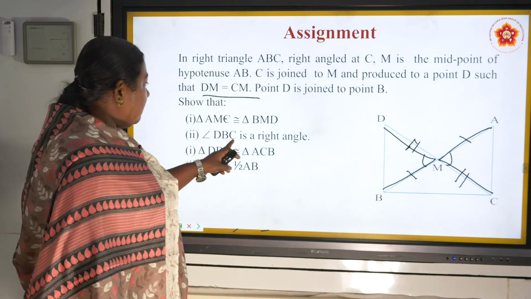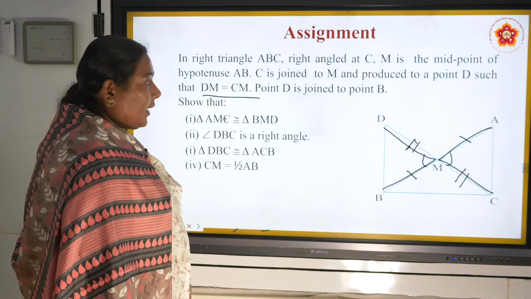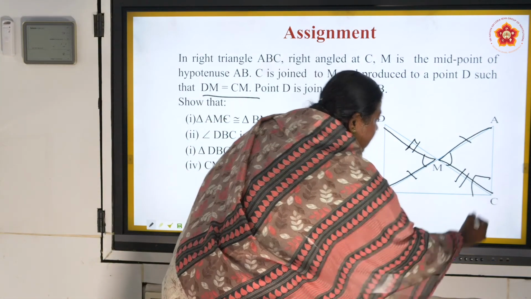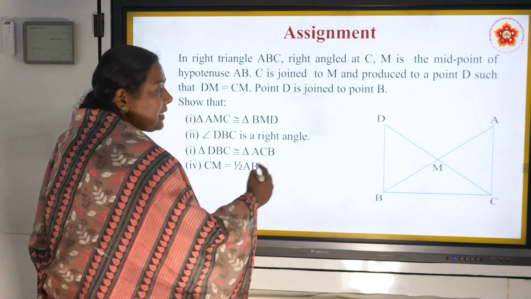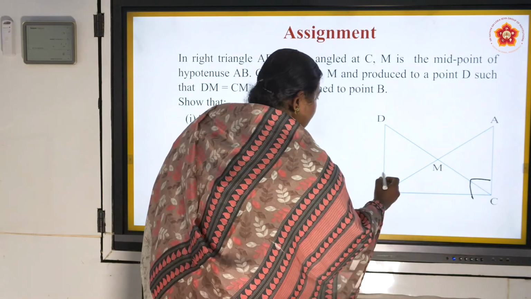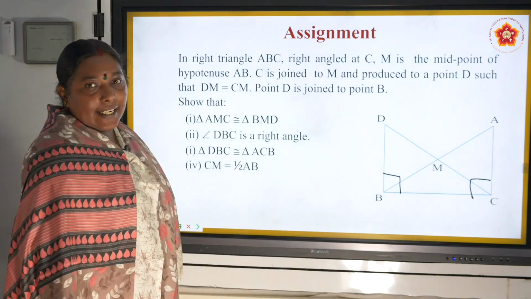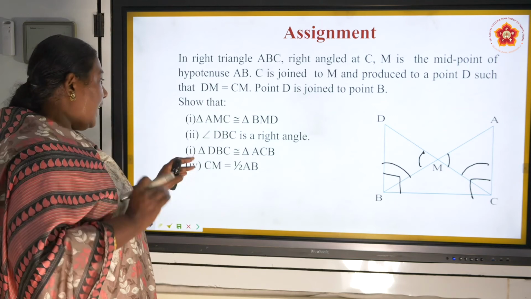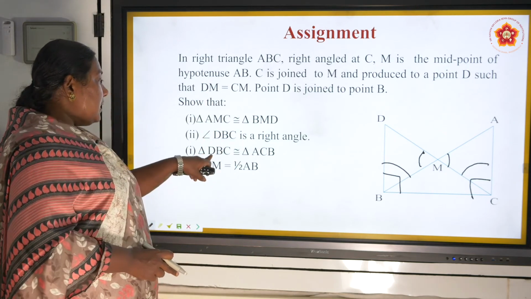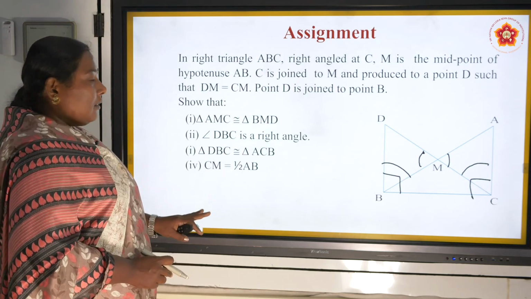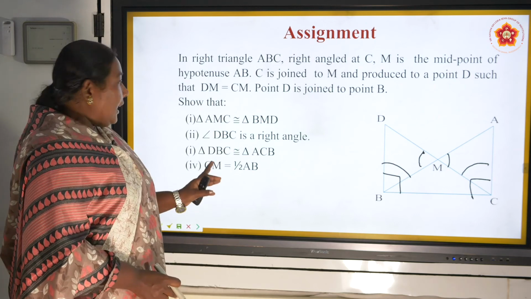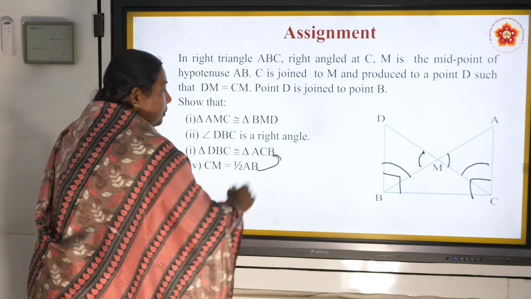Next, DBC is a right angled triangle. How can you tell that it is a right angled triangle? They have given angle C is a right angle. And now I have to prove DBC is also a right angled triangle. We just think it and do it. Because of that property, you can finish that triangle DBC is congruent to ACB. And the last one is very easy: CM is equal to half of AB. That also you can prove on the basis of this.